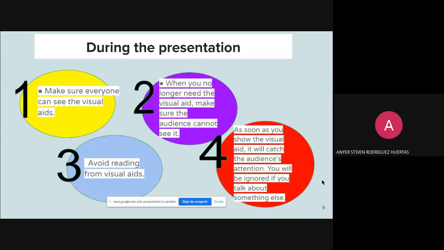Okay, and next, as soon as you show the visual aid, it will catch your audience's attention, so you should explain it right away. You will be ignored if you talk about something else. Next, make it clear to the audience when you are using it, and when you no longer need the visual aid, remove it so they will only pay attention to your voice.